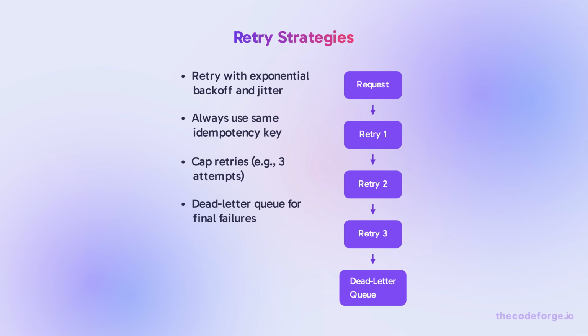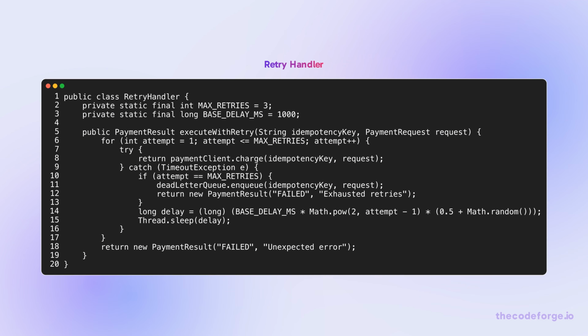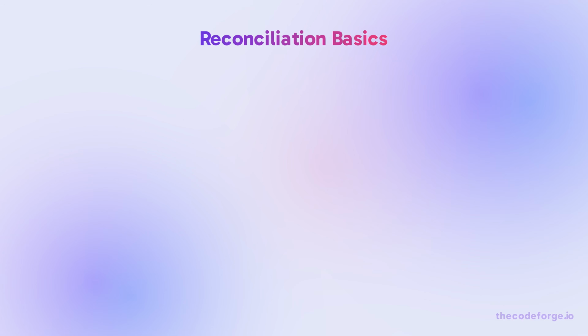Payment networks are unreliable. Retries must be safe, meaning the operation is idempotent. Use exponential backoff with jitter, cap retries, and send failed requests to a dead letter queue for manual review. This retry handler loops up to 3 times with exponential backoff and jitter. The same idempotency key is used on every attempt, so the gateway deduplicates. On final failure, the request goes to a dead letter queue.